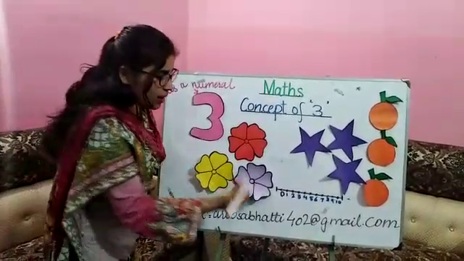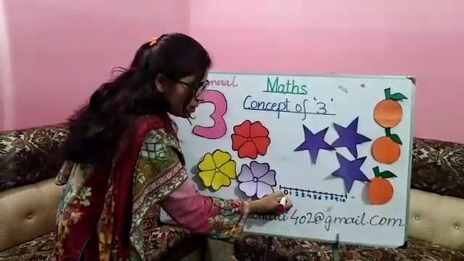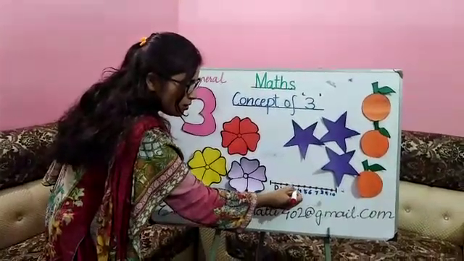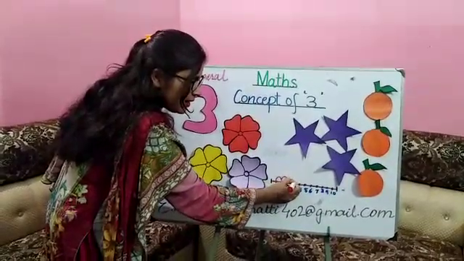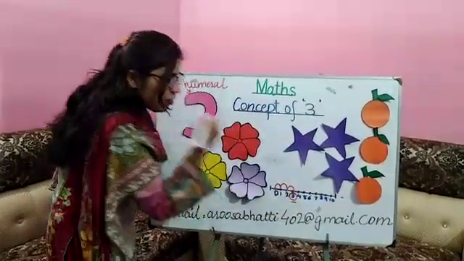Okay, students, I can show you the number on a number line. Look at the board. Where is number 3? This is 0, 1, 2, 3. This is the number 3. Where is 3? This is the number 3.